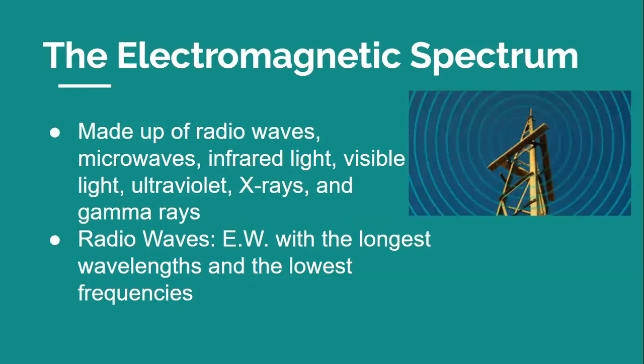All right. So the electromagnetic spectrum is composed of, like I said, all of these different types of waves. Now, the first one is our radio waves. The electromagnetic waves with the longest wavelength and the lowest frequencies are going to be our radio waves.